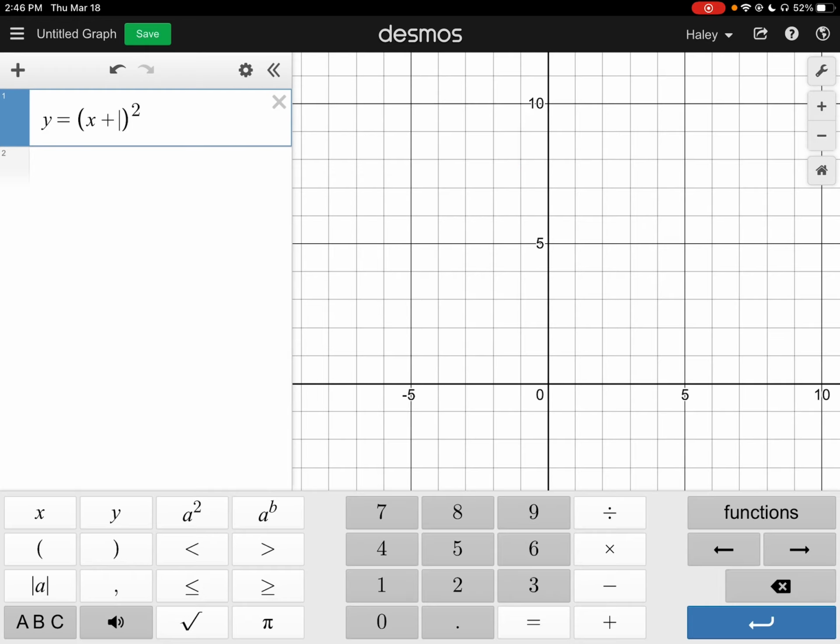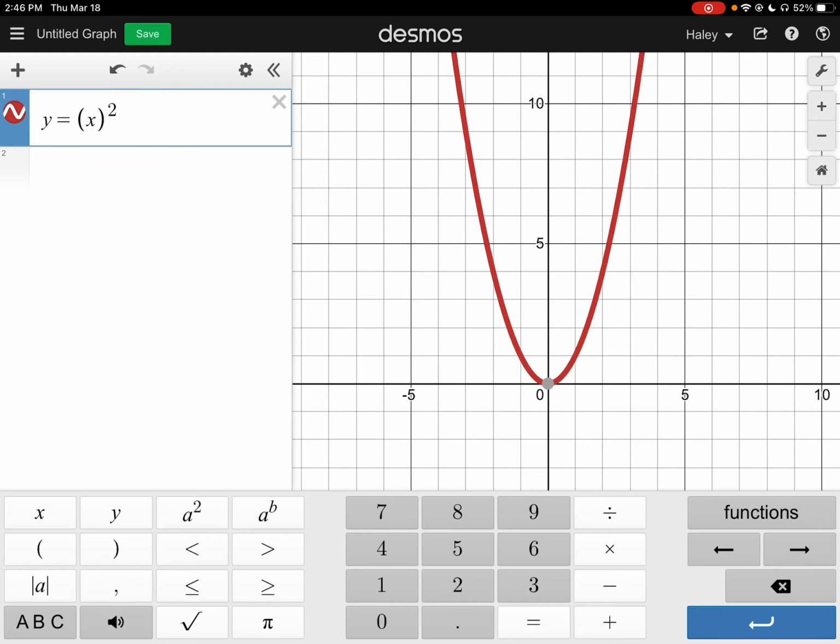What if I do plus 4? Left 4. What if I do plus 1? Left 1 from the origin. What if I do plus 8? It moved left 8 from the origin. What if I do minus 7? That moved right 7. What if I do minus 3? It moved right 3. Minus 1, it moved right 1. Something interesting about left and right is that it actually moves the opposite direction of what I would think. I would think that if I put a minus, like minus 4, it would move left, but it actually moves right.